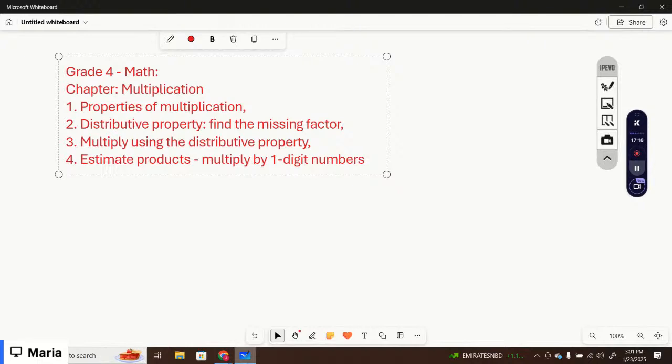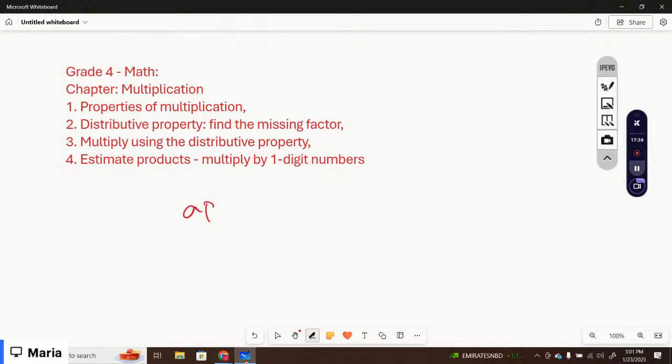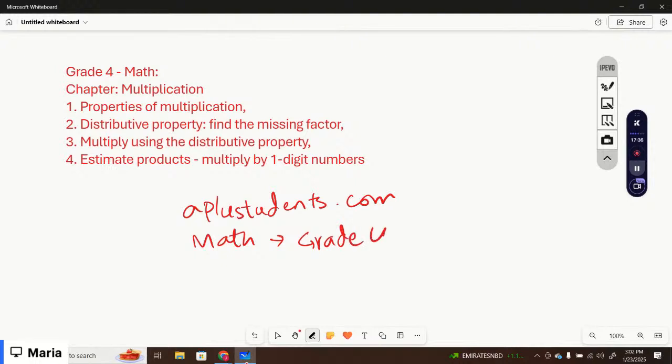You can find all the lessons on epstudents.com. You have to log in there using your email address and password as provided by the administrator. Then you have to select math from the subject tab. Scroll down to grade 4 math and then click on view all lessons. There you can find a list of the chapters. We're going to start with the chapter multiplication.